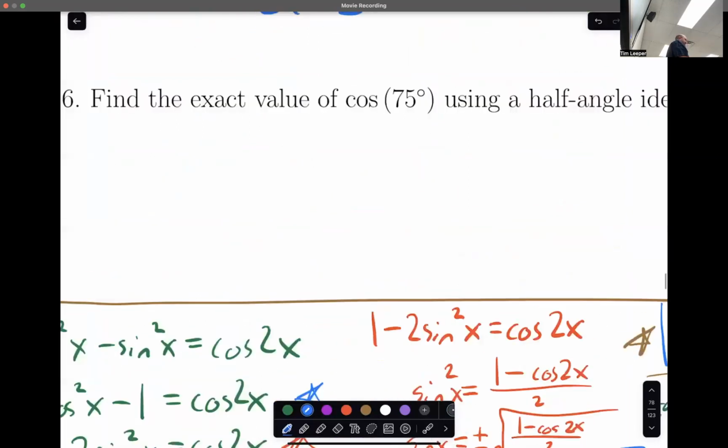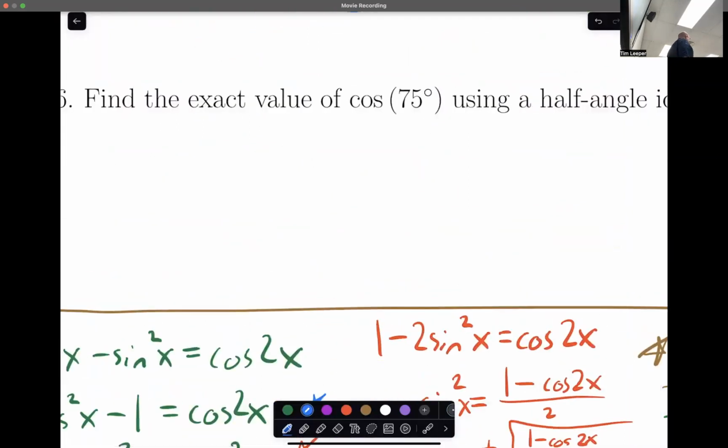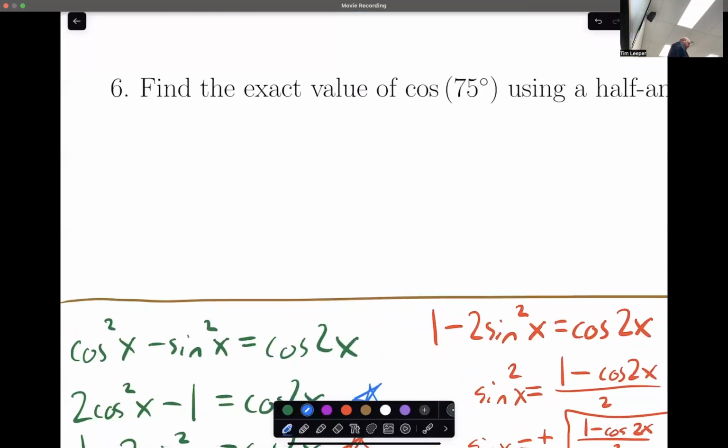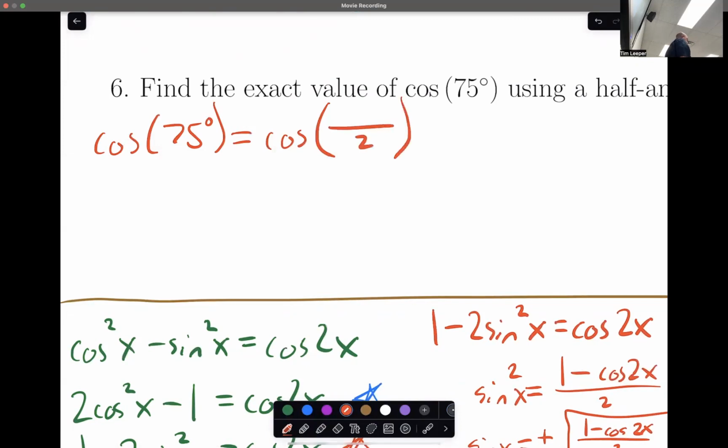Let's look at number 6. Find the exact value of sine of 75 degrees using a half angle identity. So, cosine of 75 degrees. Well, cosine of 75 degrees is equal to the cosine of something over 2. What should that something be? If 75 degrees is the angle we want, but we want to have it something over 2, what should that numerator be? 150. Why? Because you need to double the 75, right? So it'll be 150 degrees as a result.